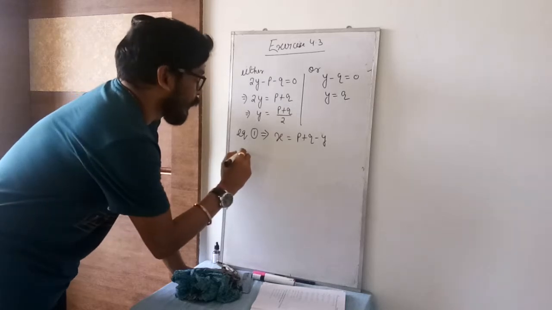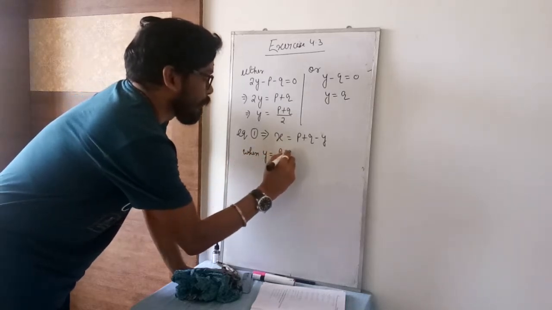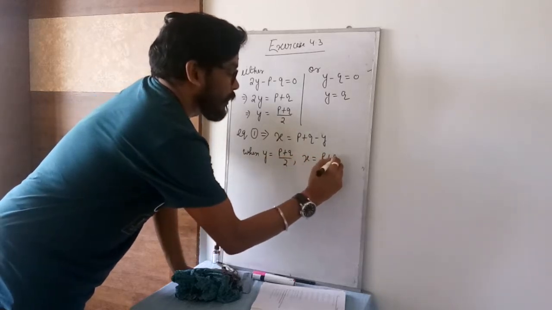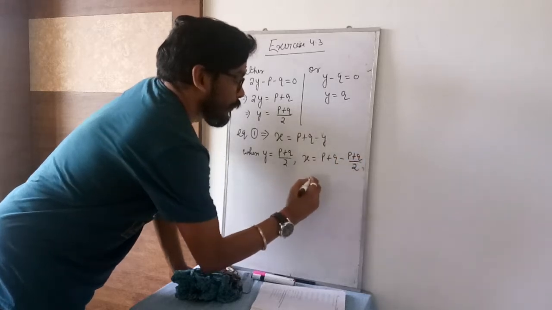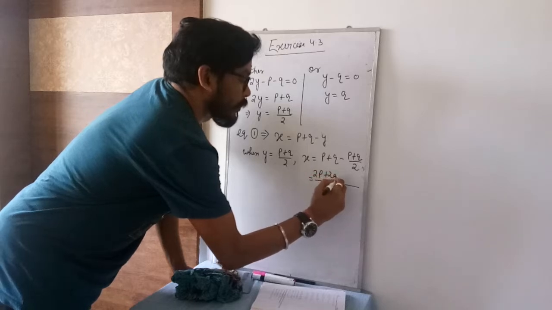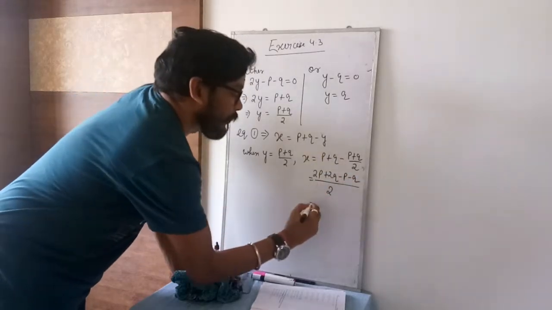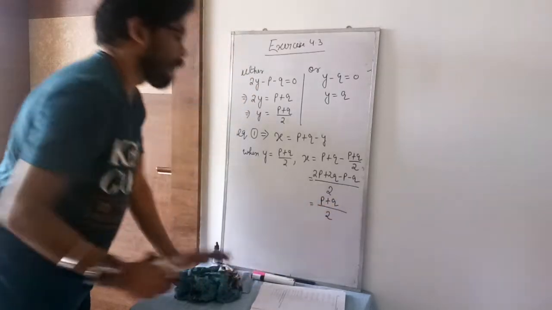So I will put the value of y. I will write here, when y equal to p plus q by 2, x equal to p plus q minus (p plus q) by 2. I will take LCM 2. So it will be 2p plus 2q minus p minus q, because minus will change the sign. So 2p minus p plus q, by 2.